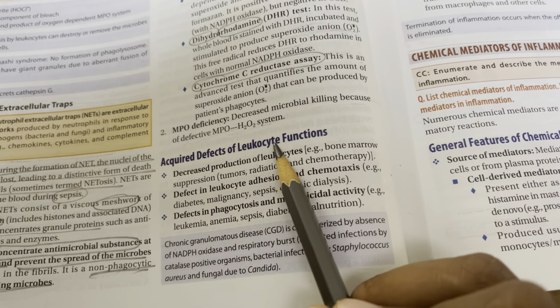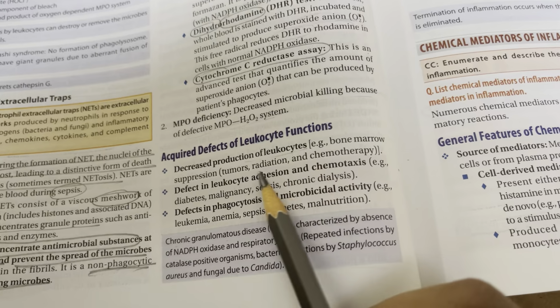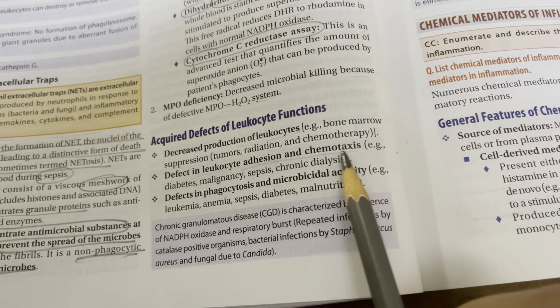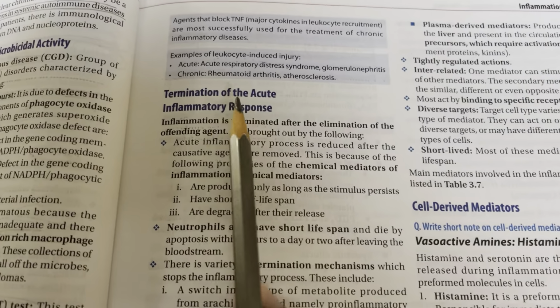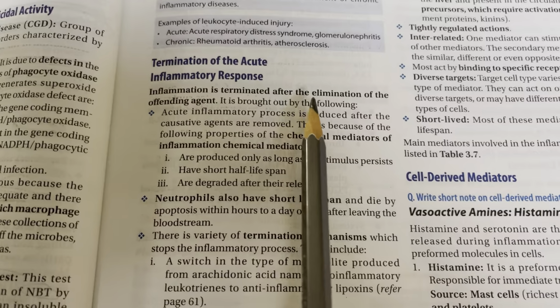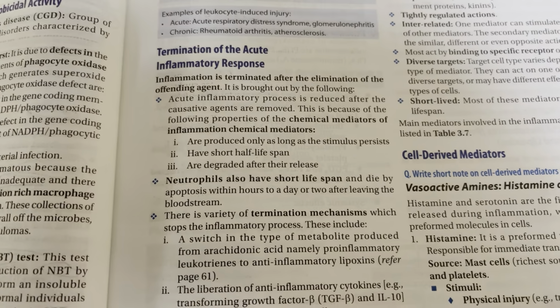Then you have acquired defects of leukocyte functions: decreased production of leukocytes, defects in leukocyte adhesion and chemotaxis, and also defects in phagocytosis and microbicidal activity. Finally, there is termination of the acute inflammatory response. It is terminated after the elimination of the offending agent. It is brought about by the following.